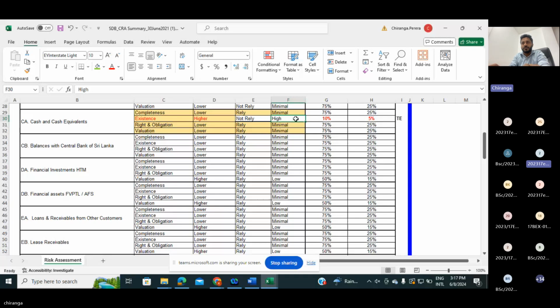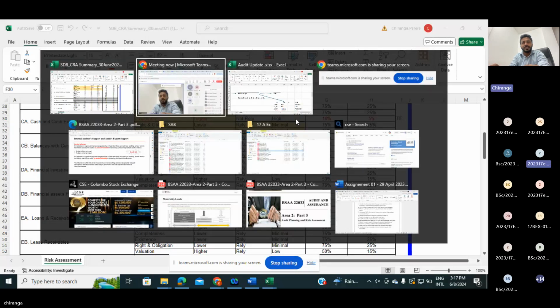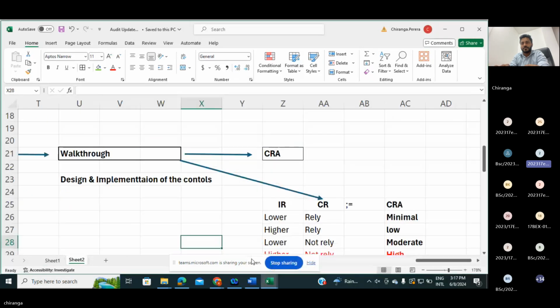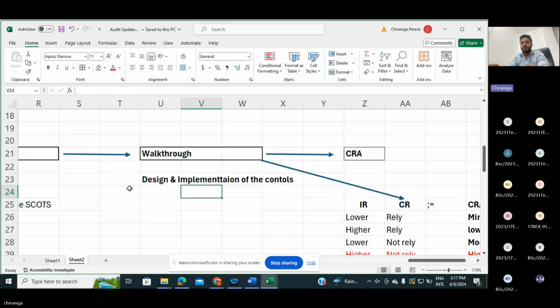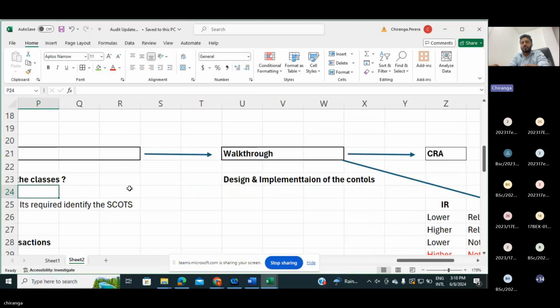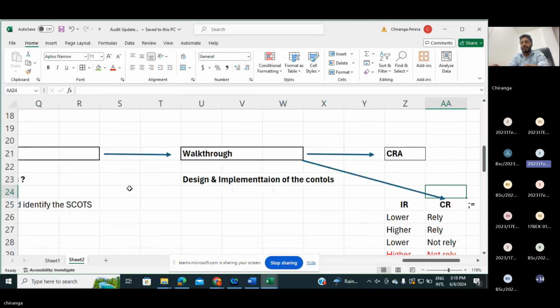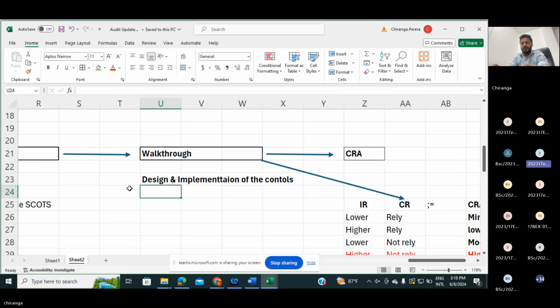Sir, another question. You explained to us about walkthrough testing. Can you elaborate on how we can do it practically, like when it comes to PPE, how are we going to do the walkthrough test? Yes, very good question. For that, I will share with you some walkthrough test documents. At least then we can engage in the discussion in a more practical manner than a theoretical manner.